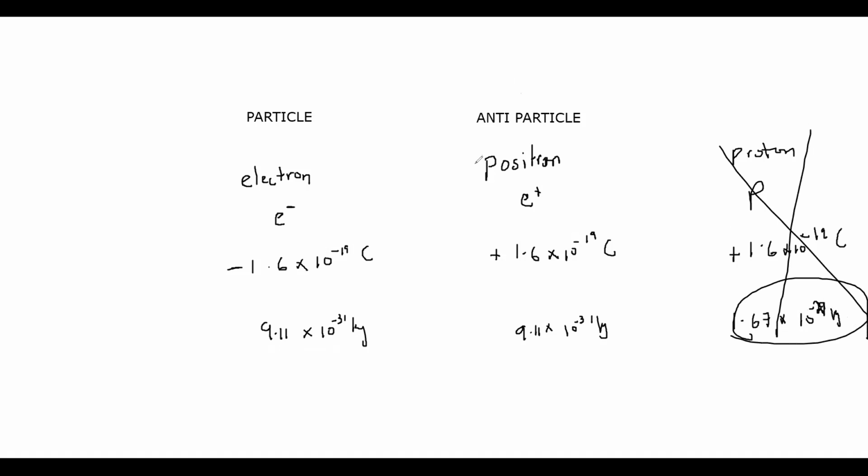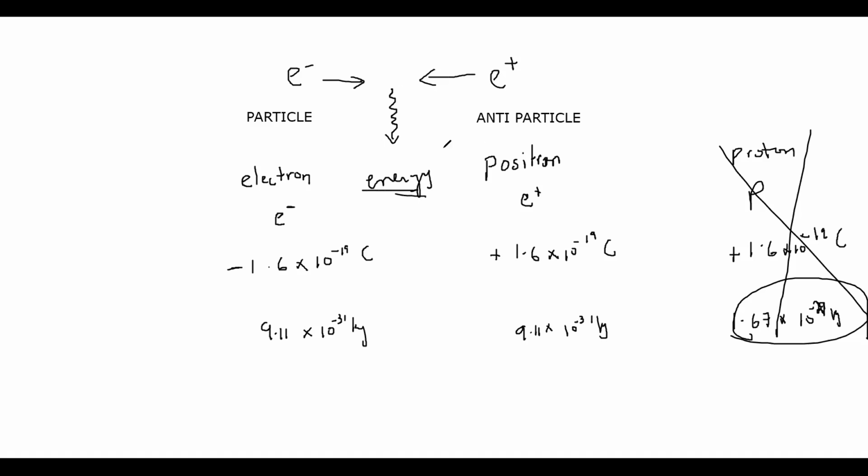So what is the difference between particle and its antiparticle? The only difference between them is the nature of the charge. The particle and antiparticle have the same mass and the same magnitude of the charge, but the nature of the charge is opposite. If you have electron which is negative and you have positron which is positive, unlike charges attract each other, so when particle and antiparticle combine with each other, they will release energy, and this process is called annihilation.